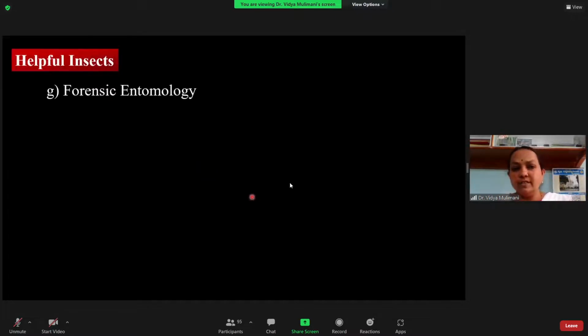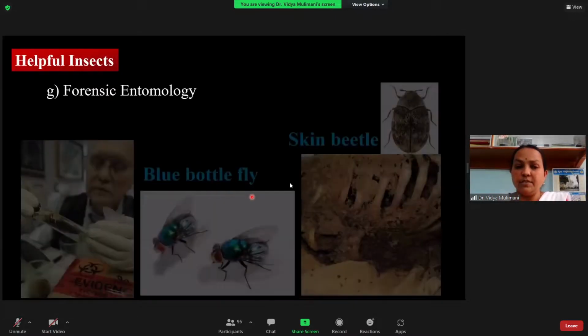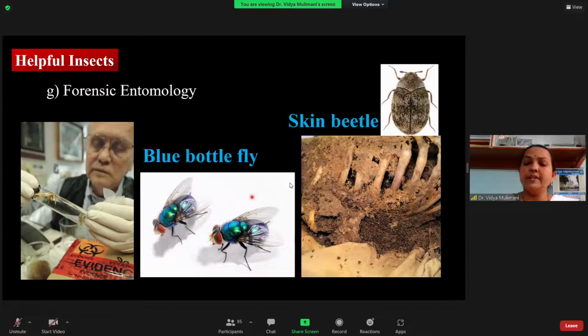And then you have insects in forensic entomology. I told you about it for detection of crime. You know that now the police department has a separate forensic department, where insects are used for determining the crime. If there is any death or murder, with the help of these insects we can come to know when the death occurred. That is forensic entomology. Mainly scavenger insects are used in forensic entomology.